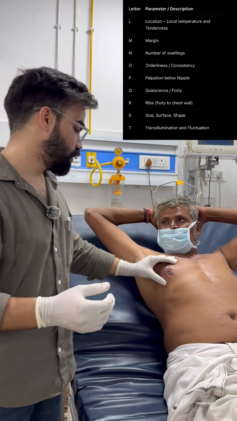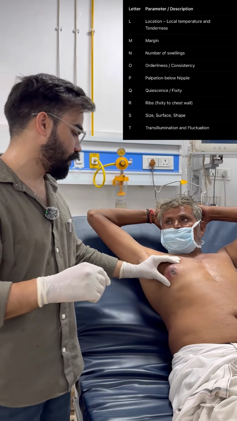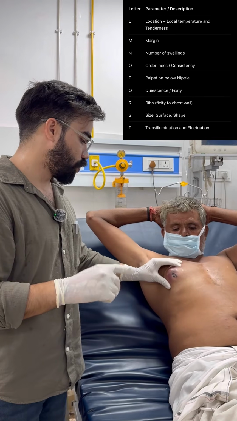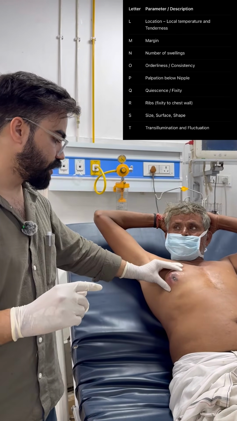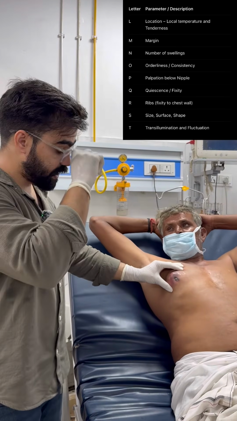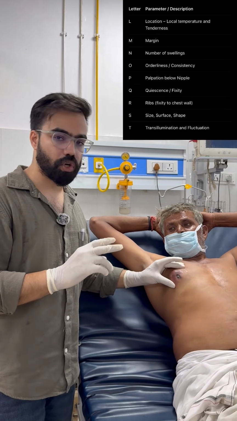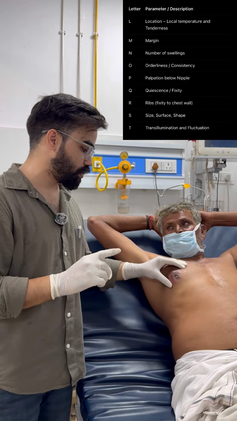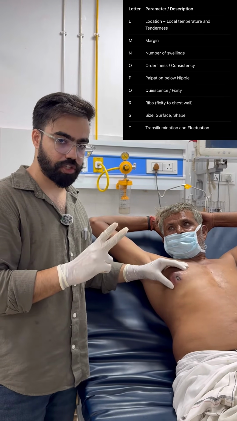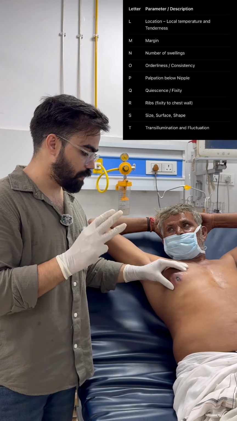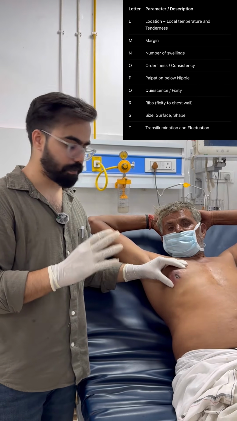Moving forward, the next thing we will be doing is Q. Q stands for quiescence or fixity. Now, fixity plays an important role, particularly in breast. What we need to make sure is whether the swelling is fixed to skin, then to the breast tissue, to muscles, and finally to ribs.